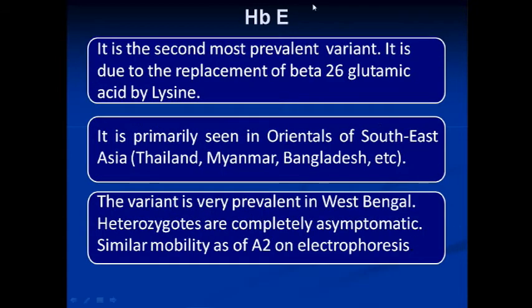Now hemoglobin E is the second most common variant, where the glutamic acid at the 26th position of the beta chain is replaced by lysine. It is predominantly seen in Southeast Asia, like in Thailand, Myanmar and Bangladesh. In India, it is predominant in West Bengal. Heterozygous forms are completely asymptomatic, and it has similar electrophoretic mobility as hemoglobin A2.